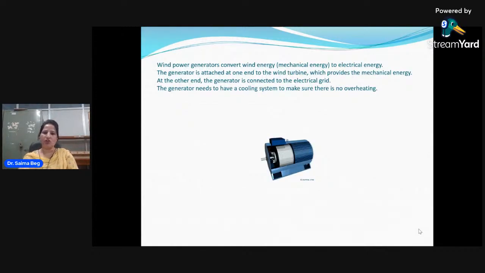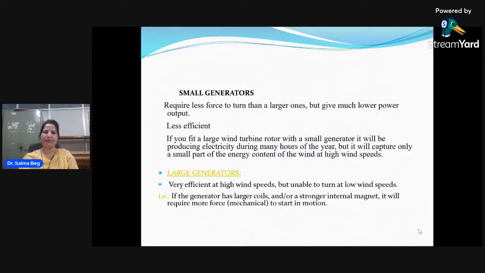This diagram shows the movement of the generator. Wind power generators convert wind energy, that is mechanical energy, to electrical energy. The generator needs a cooling system to avoid overheating.